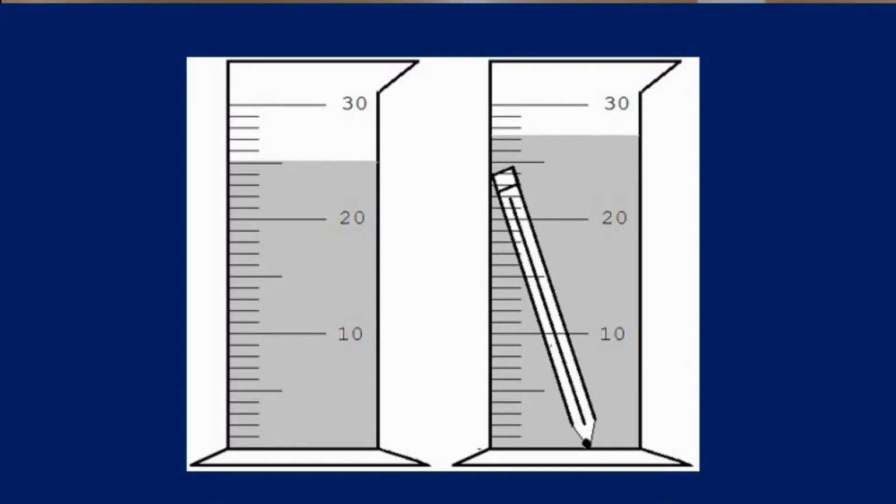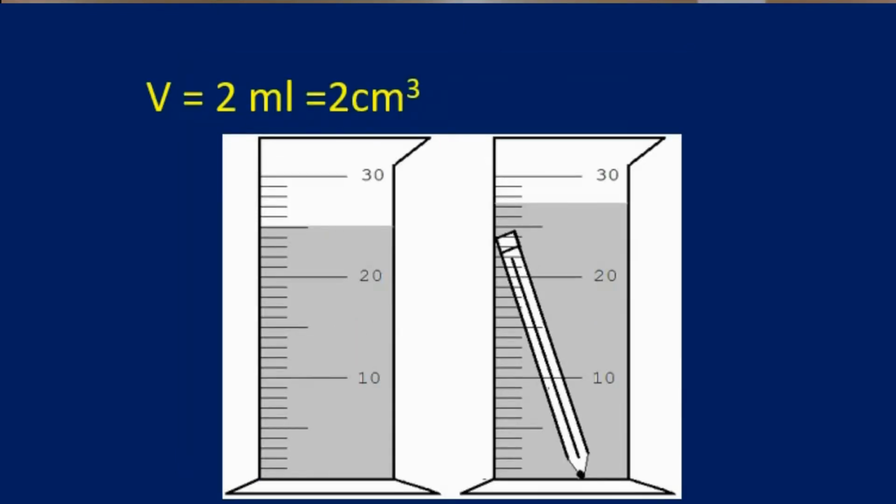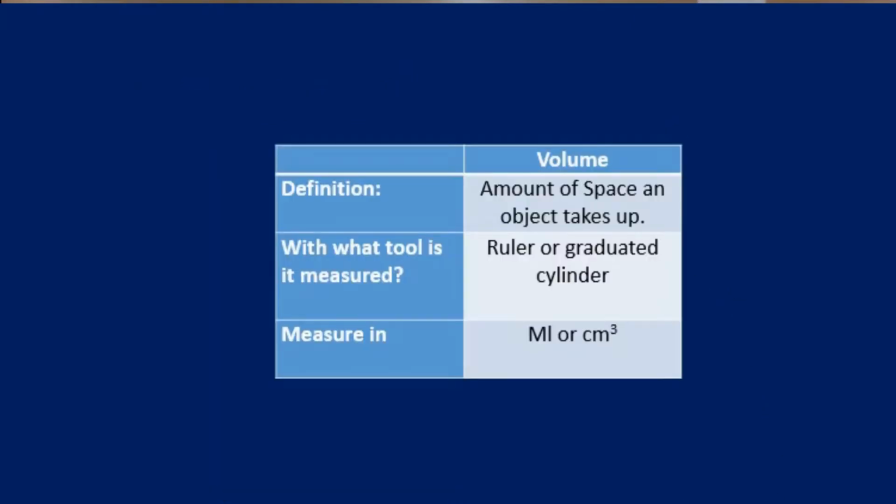Okay, let's try an example of that. Here's a pencil I put in a graduated cylinder. How many milliliters or cubic centimeters volume is that pencil? And you may have realized it's 2 milliliters or 2 cubic centimeters. That's because the water level used to be at 25. And then I put that pencil in, and it went all the way up to 27. So it went up 2 milliliters. Well, this right here is 25 milliliters of water and 2 milliliters of pencil.